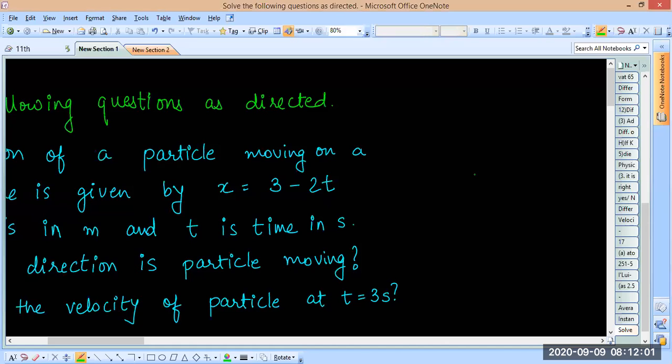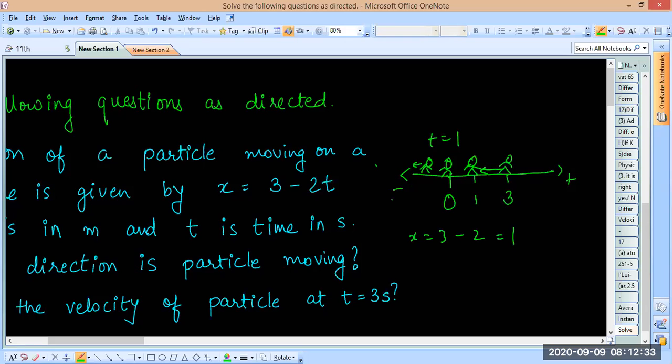One is if you would draw a diagram and then you start thinking, suppose you put t equal to 0, then x is 3. That means the object is here. And now if you take t equal to 1, this is going to give x equal to 3 minus 2, so that is 1. That means the object shifted from 3 to 1, and it will continue like that. So gradually the object is moving towards the left side in this diagram, that is towards the negative side. So this is one way of doing it.